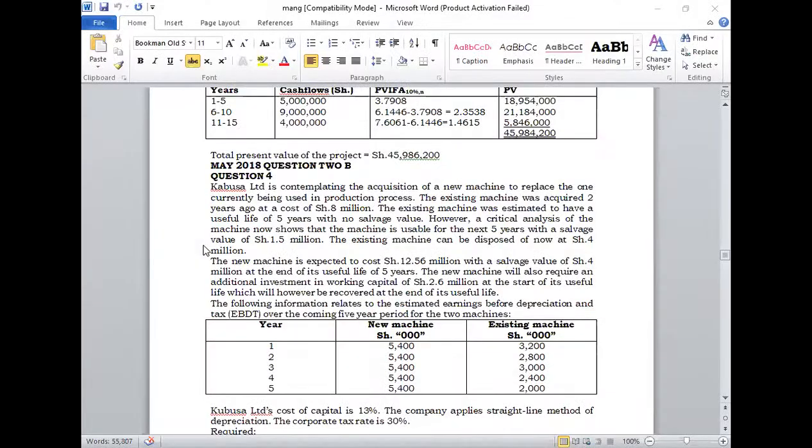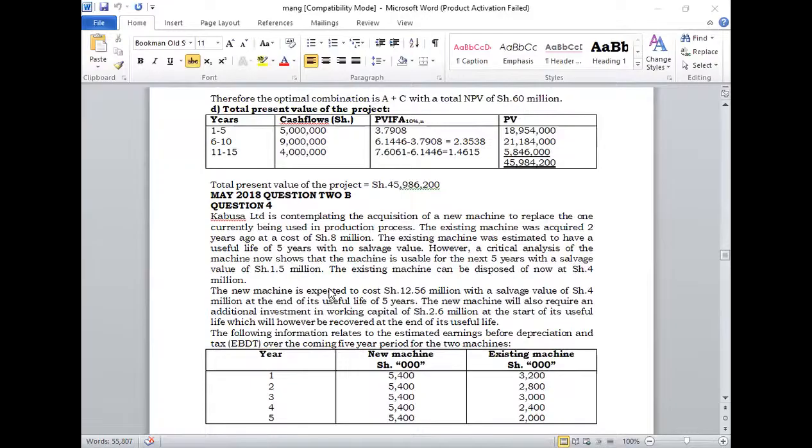So we are told, ladies and gentlemen, that the new machine is expected to cost 12.56 million with a salvage value of 4 million at the end of its useful life of 5 years. The new machine will also require an additional investment in working capital, and that is why I chose this question that has got working capital. Working capital of 2.6 million at the start of its useful life will, however, be recovered at the end of its useful life.